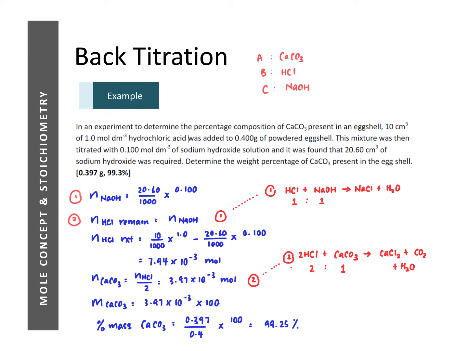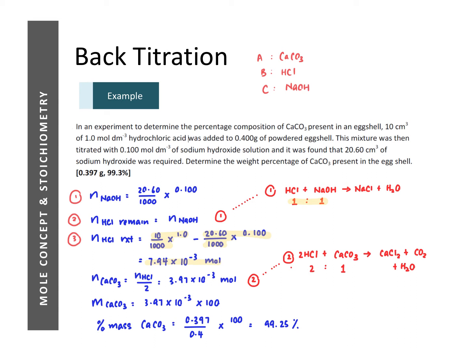So how do we compare mole ratio? In this case, we are titrating hydrochloric acid with sodium hydroxide. So the reacting ratio here is 1:1. After finding the number of moles of acid that was remaining after the first reaction, we can then go on to find the number of moles of acid that had reacted with calcium carbonate. And how do we find that? We take the total number of moles of acid, again this is given in the question, minus the number of moles of acid that was remaining after the reaction. This is the number of moles of acid that had reacted with calcium carbonate.